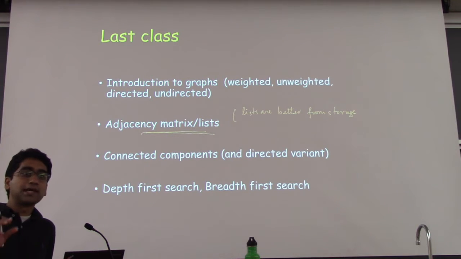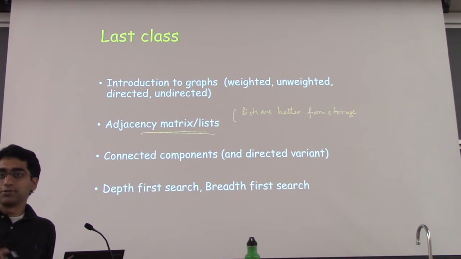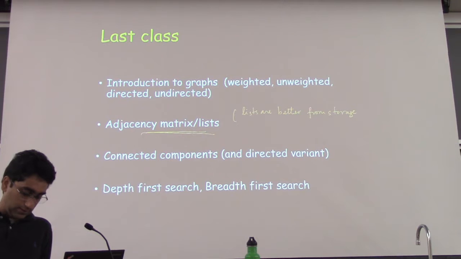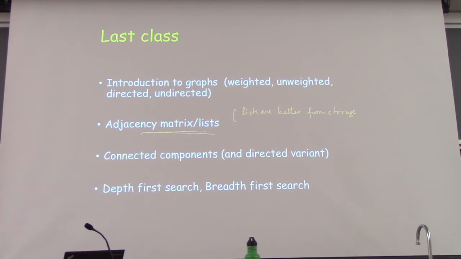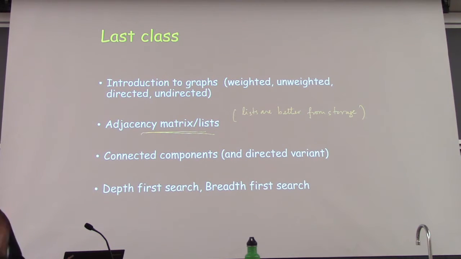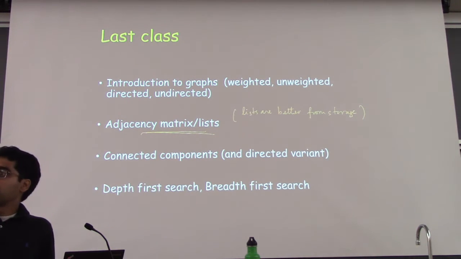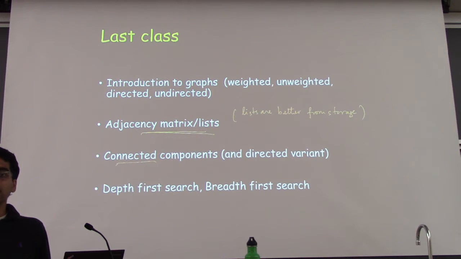But of course, if you want to check if two vertices are connected, then lists could take long. Okay, so as you would imagine, an adjacency matrix is very fast. And we also saw this notion of connected components and strongly connected components. For directed graphs, we said the notion of connected components is more tricky, and we defined this notion of strongly connected components, where you reach U from V and V from U.